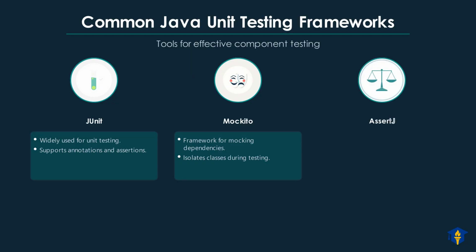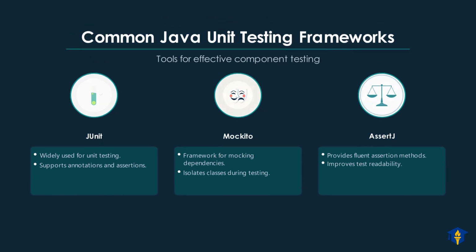Lastly, we have AssertJ, which offers a fluent and highly readable assertion library. AssertJ provides expressive assertion methods, making your test code more natural to read and write. Ultimately, it significantly improves the readability of your test code, making it easier to understand and maintain.